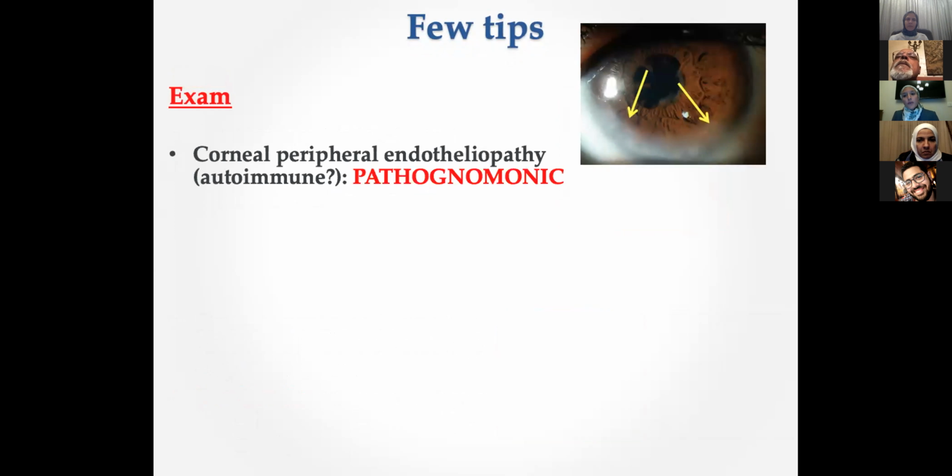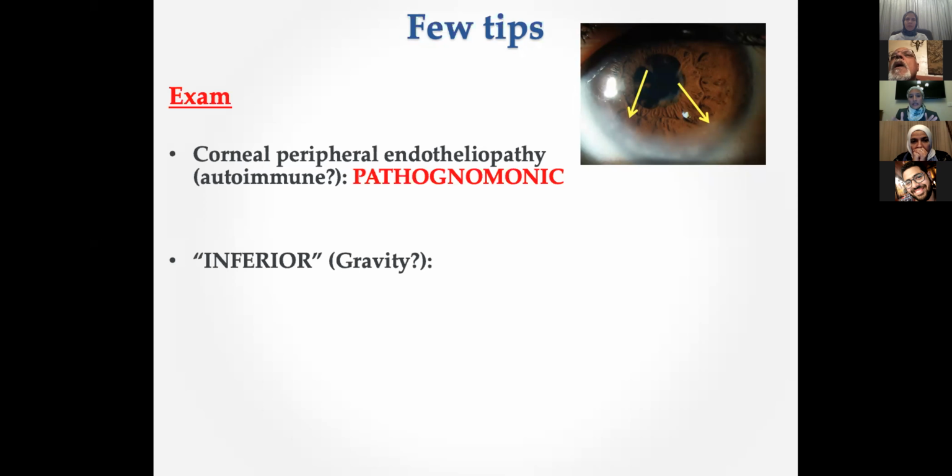This is a picture from the literature. This is not one of my patients. There is a pathognomonic sign that might be present in some of these patients, called inferior peripheral corneal endotheliopathy. It's thought to be an autoimmune process which affects the endothelium of the lower cornea, with the presence of sometimes mutton fat KPs at the junction of the normal and the affected cornea, similar to the Khodadoust line that we see in some of the patients undergoing PKP.